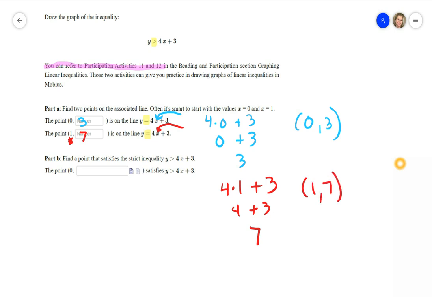Now, those 2 points are on the line. So whenever you draw your line, somewhere on that line will be the blue point of 0, 3. Somewhere on that line will be the red point of 1, 7. Okay? Now, part B says, find a point that satisfies the strict inequality of y is greater than 4x plus 3.